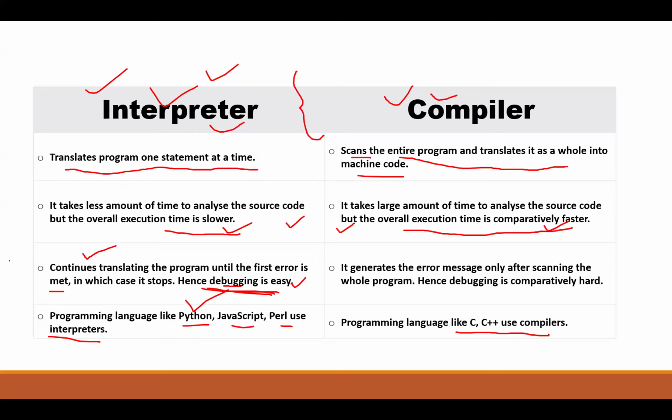Nothing. I already told you. Nothing like that. If the compiler is giving more accuracy, then why will Python use an interpreter? If the interpreter is giving more accuracy, then why will C or C++ use a compiler? So nothing like that. Accuracy is not coming into the picture. In these points also, I have never mentioned anything related to accuracy. Those are software. People have created these softwares and people are using them based on their need.